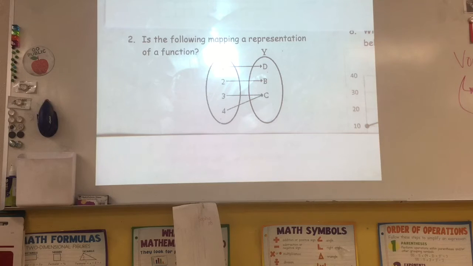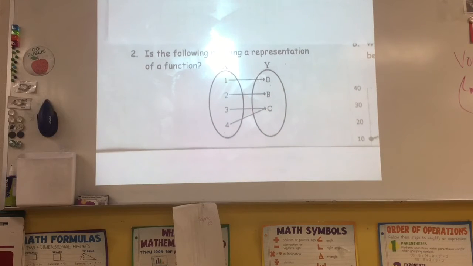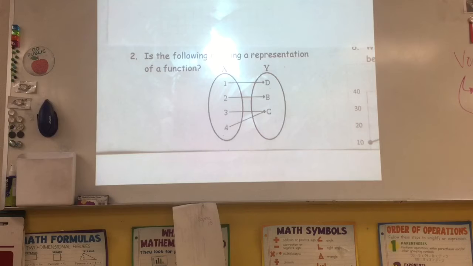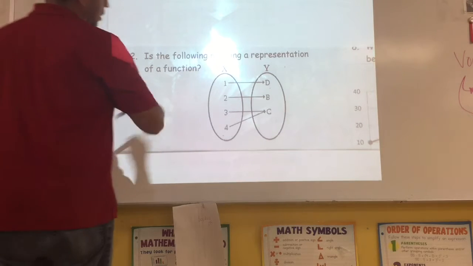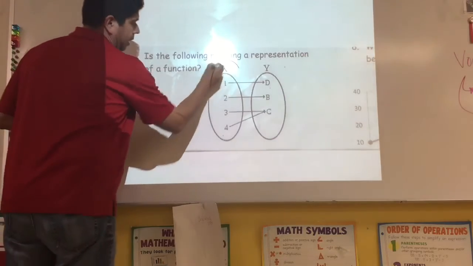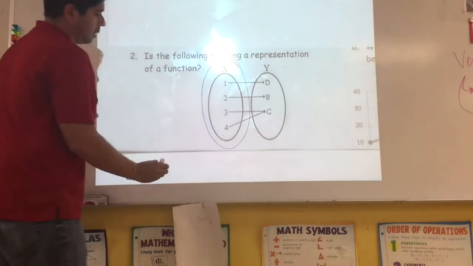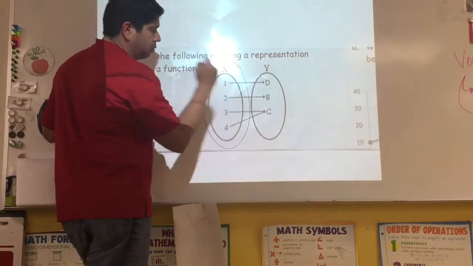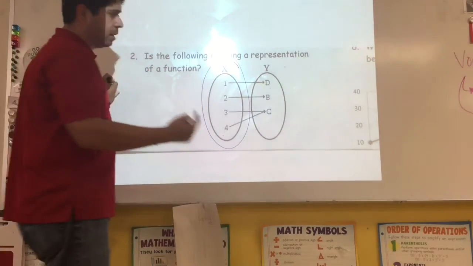Okay, so number 2 is the following mapping and representation of a function. Let me move this down a little bit so that glare is not in there. That's a little bit better. So, is it a function? So remember, what I need to look at is my x values here. If each x value goes to only one y value, then that means it is a function.